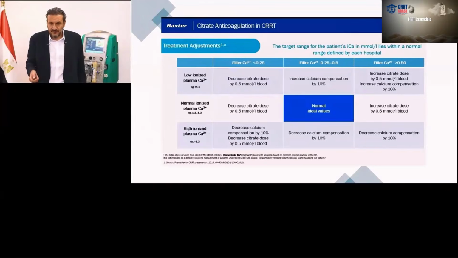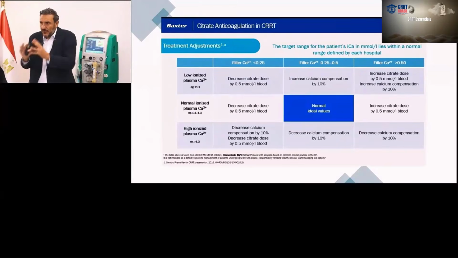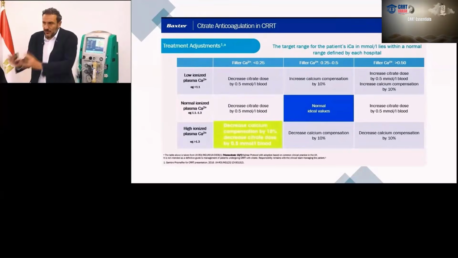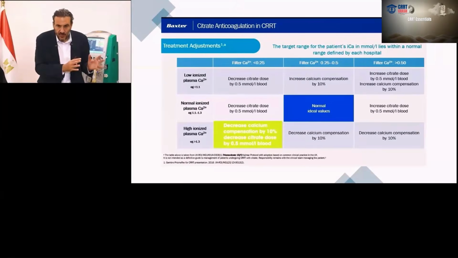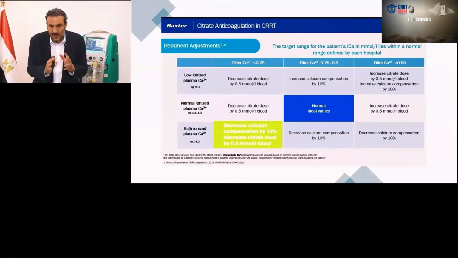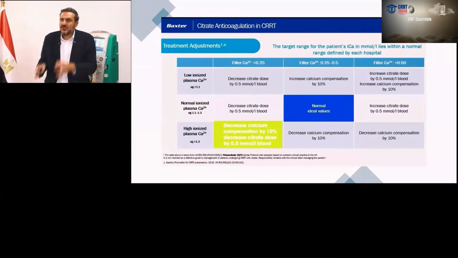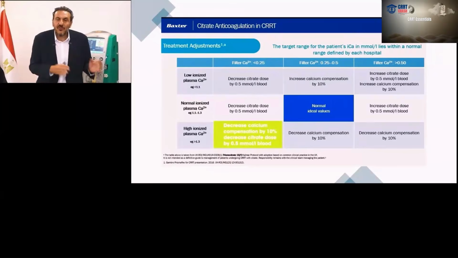Remember, we talked about the 9 possibilities of having high patient, normal patient, low patient, high filter, normal filter, low filter. And remember this possibility, we had one possibility where there's high patient, as you can see, but low filter. Which quadrant is that one? High patient, above 1.2. In this case, you can see the lower left quadrant, where you have high patient, low filter. And in this case, the correct answer is decrease calcium compensation to 90 percent and decrease citrate dose from 3 millimole to 2.5. So decrease and decrease.